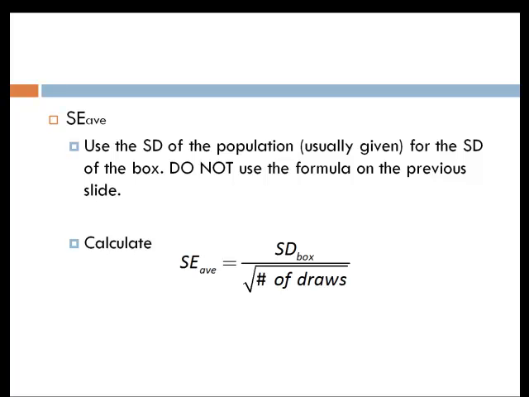where we use the SD of the population, and most often that number is told to you. So you don't have to use that formula to calculate the SD of the box because you've already been told the SD of the box. And in this case, you can go straight to the calculation for the SE for the average and use this formula here.